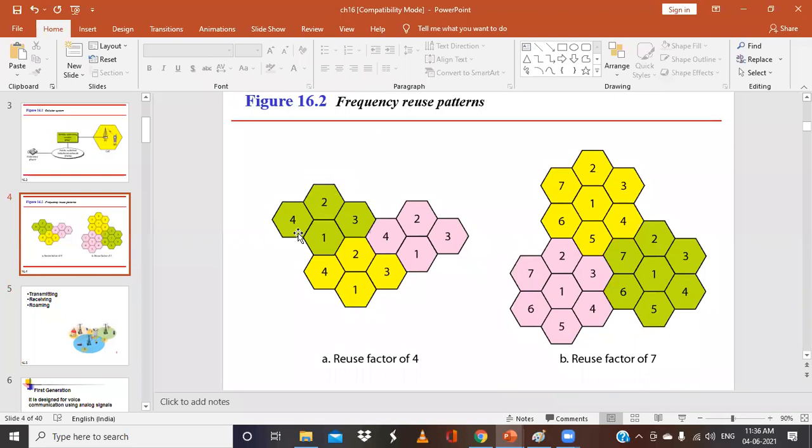The frequency reuse pattern consists of a combination of different cells. Here there is a pattern of 4 cells, and the same pattern is reused again here, with n being the reuse factor. The number of cells in this pattern is 4, so that defines the reuse factor as 4. So we can have the frequencies 1, 2, 3, 4, not more than that, because the number of cells in this particular pattern is 4.